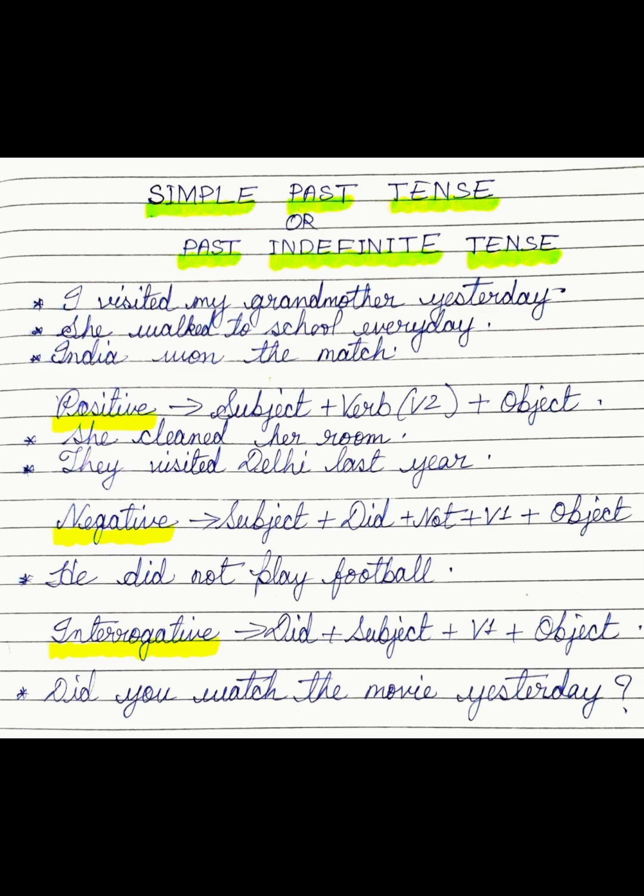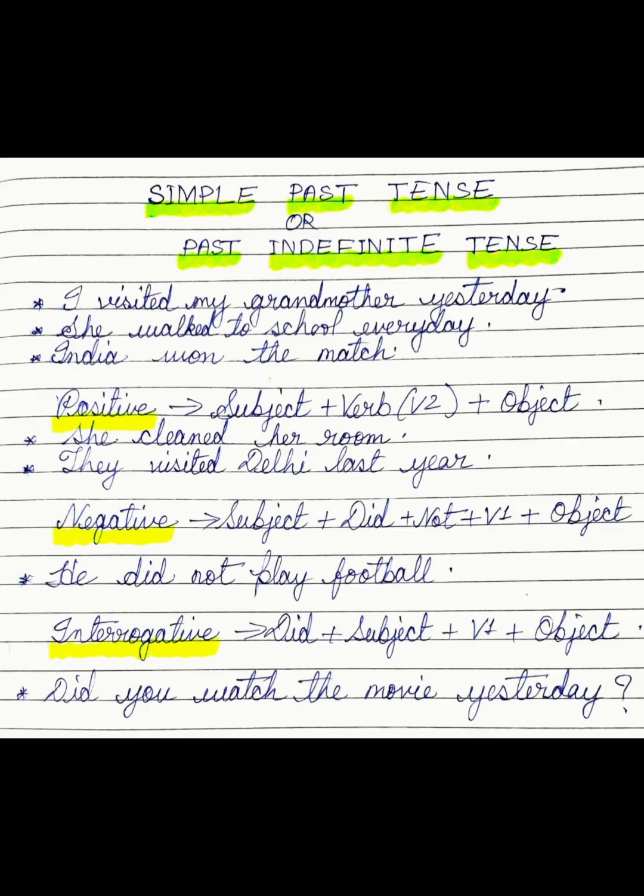Positive structure. First, subject plus verb second form plus object. Clear? So, subject plus second form of the verb plus object. For example, she cleaned her room. उसने अपना कमरा साफ किया. They visited Delhi last year. वे पिछले साल दिल्ली गए.